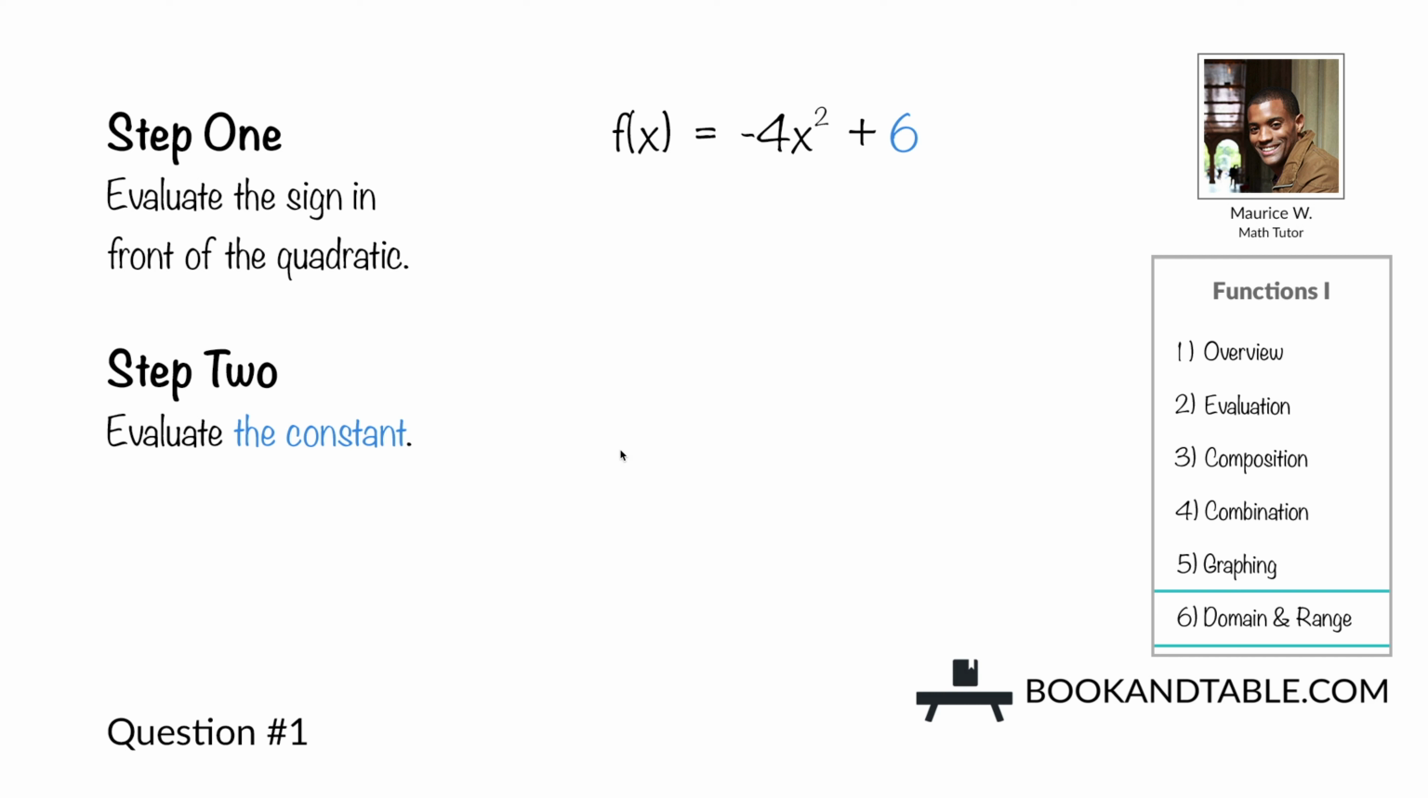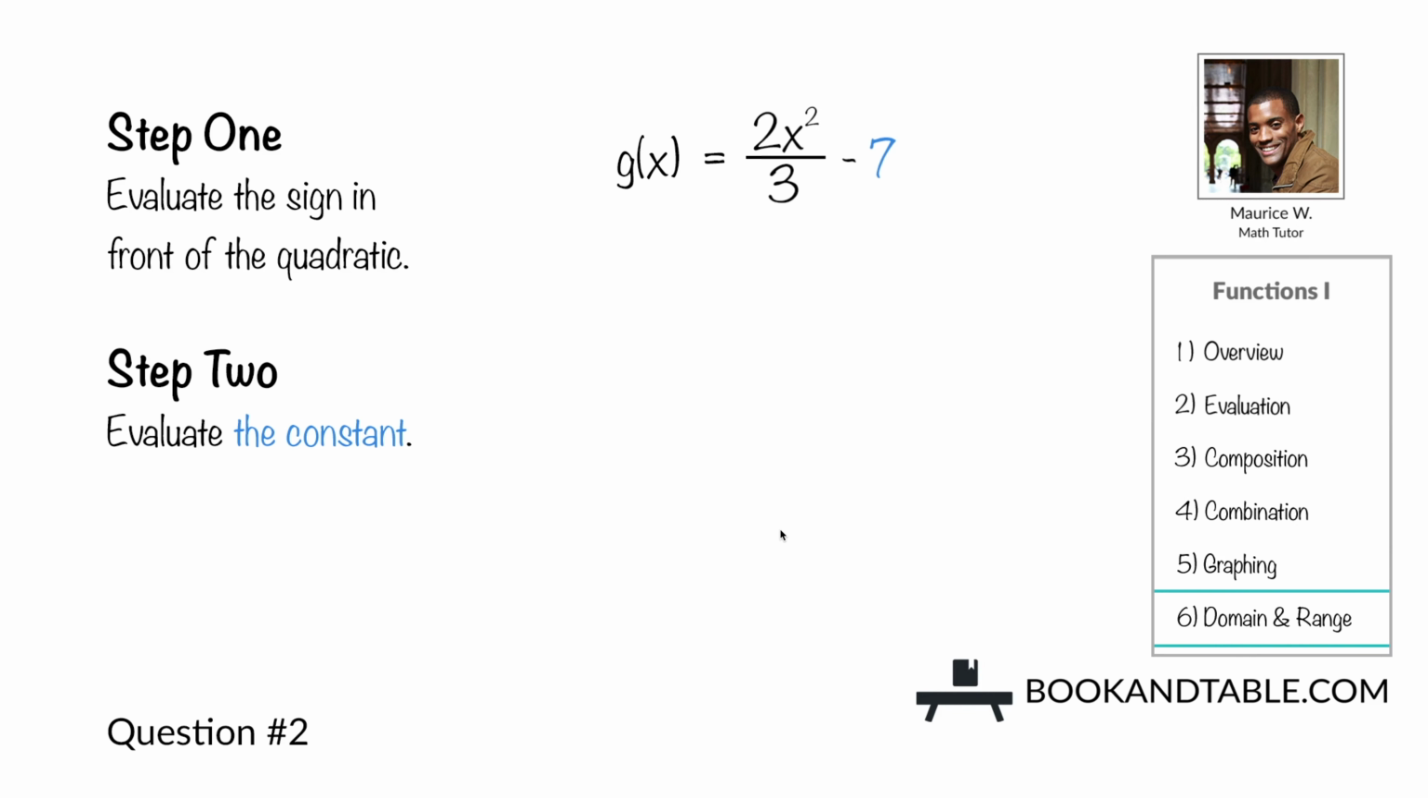Question number 1. F of x is equal to -4x squared plus 6. Step 1, evaluate the sign in front of the quadratic. It is negative, so that lets us know the function is going to trend down towards negative infinity. And step 2, evaluate the constant, which is 6. So this will be the high point of the range. So the range is from negative infinity to positive 6, including positive 6. So that is the answer to question number 1.